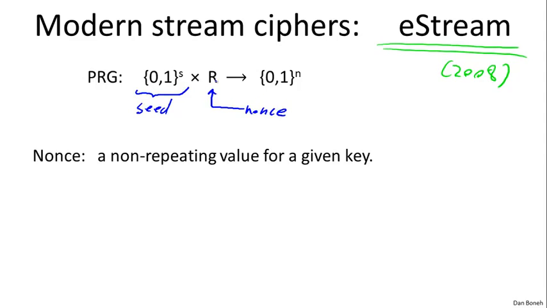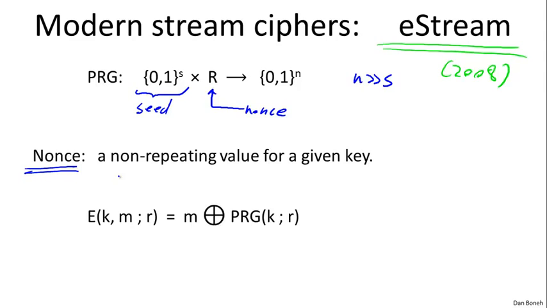So they take 2 inputs, a seed and a nonce. We'll see what the nonce is used for in just a second, and then of course they produce a very large output, so n here is much, much bigger than s. Now, when I say nonce, what I mean is a value that's never going to repeat as long as the key is fixed. I'll explain that in more detail in just a second, but for now just think of it as a unique value that never repeats as long as the key is the same.